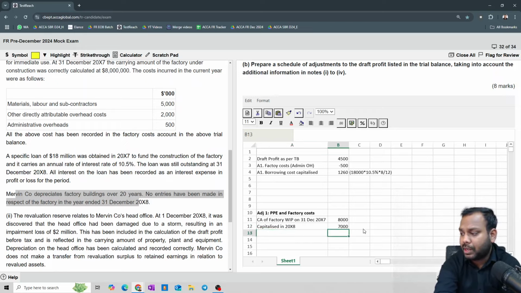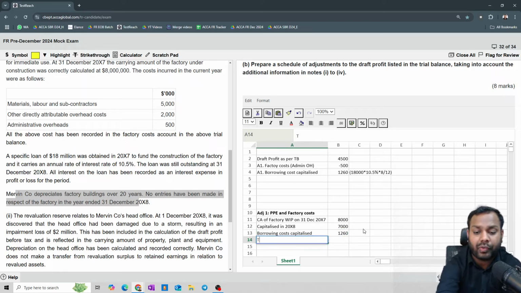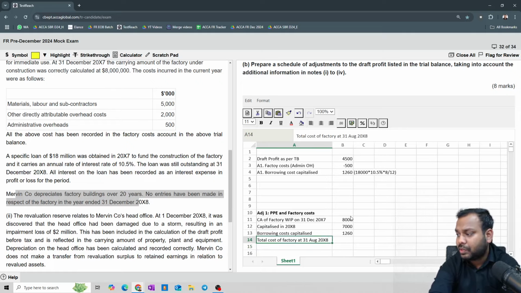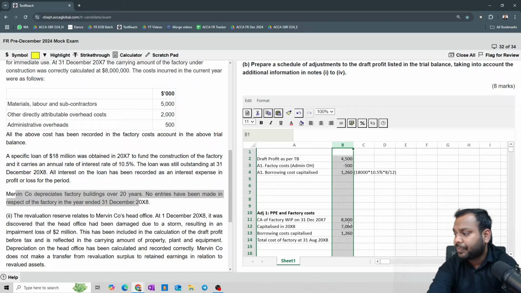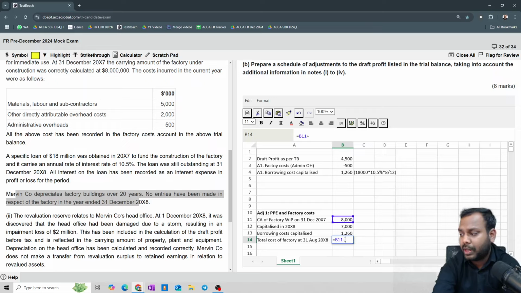7,000. Now borrowing costs capitalized. What is the borrowing cost that we capitalized? Just now we calculated 1260 as the borrowing cost capitalized. So what is the total cost of factory at 31 August 20x8? This is the cost incurred, plus the borrowing cost capitalized to the cost of the factory. The total is 16260.